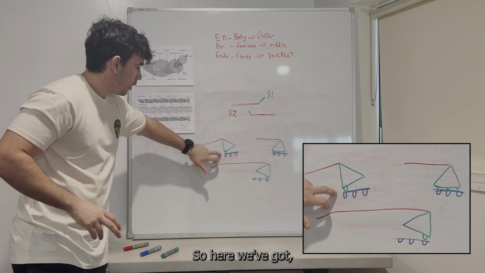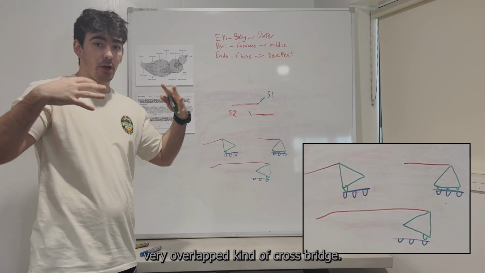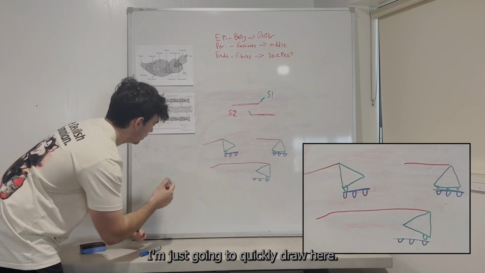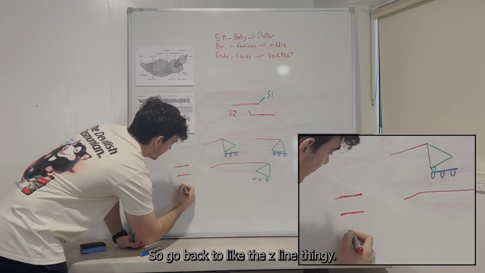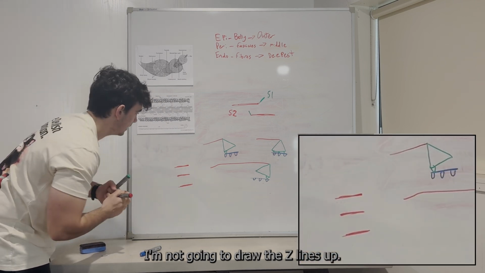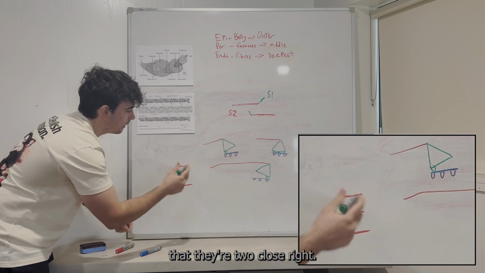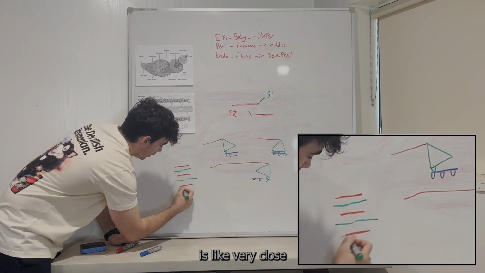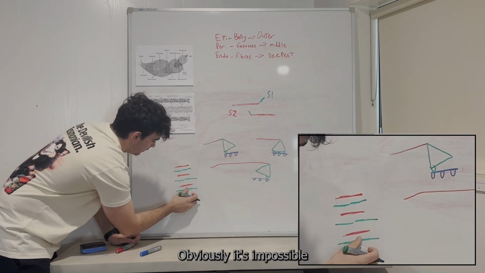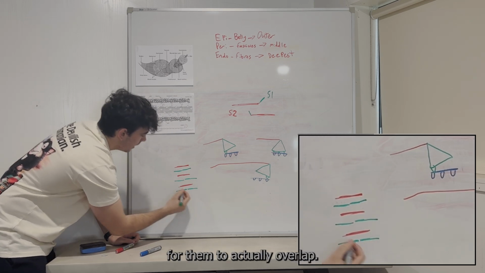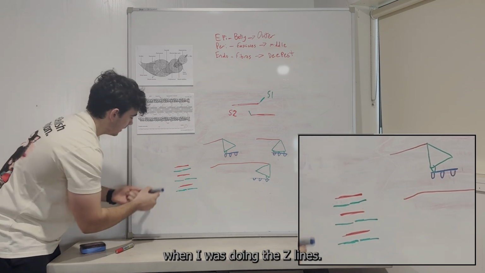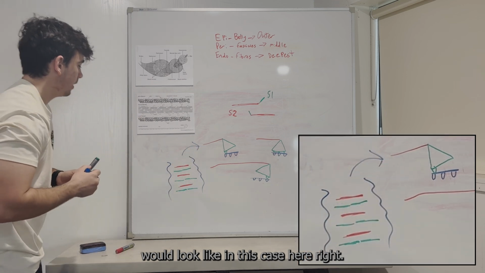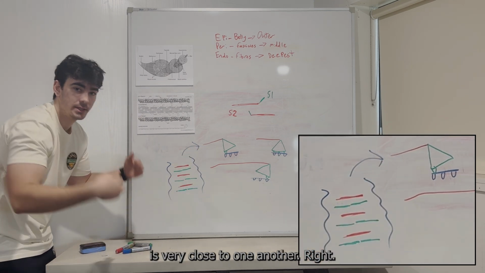So here we've got a very overlapped cross bridge. Go back to the Z line. I'm not going to fully draw the Z lines up, but basically here they're too close. The actin is very close, to the point where they're almost overlapping. Obviously it's impossible for them to actually overlap, but remember earlier when I was doing the Z lines? This is what the sarcomere would look like in this case. So this actin is very close to one another.